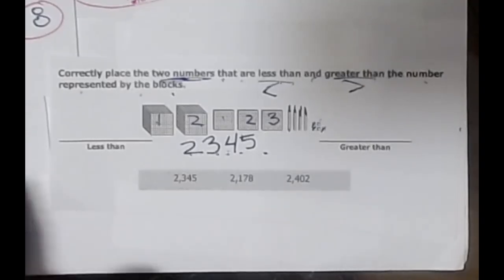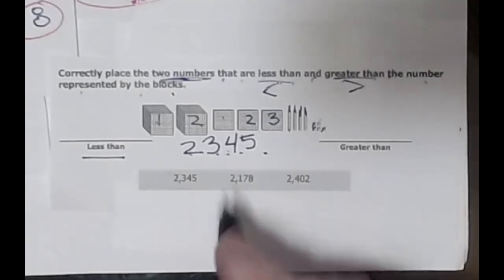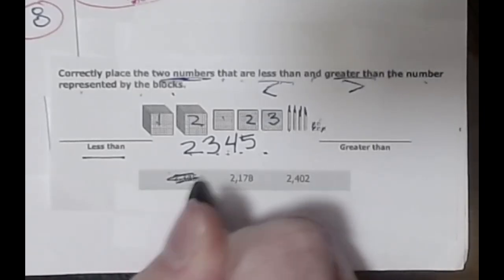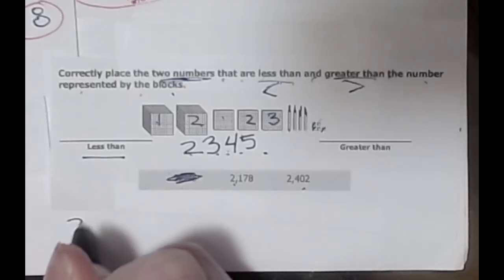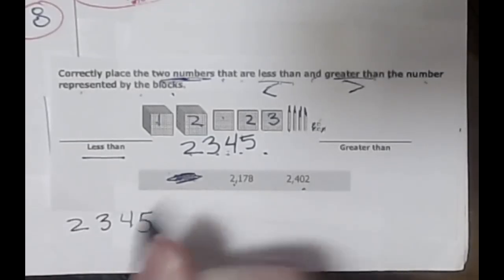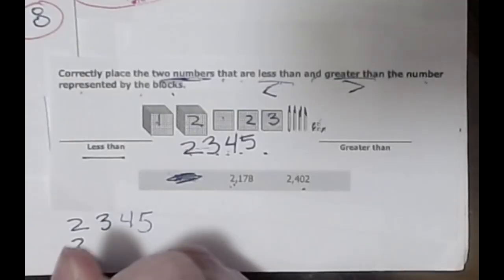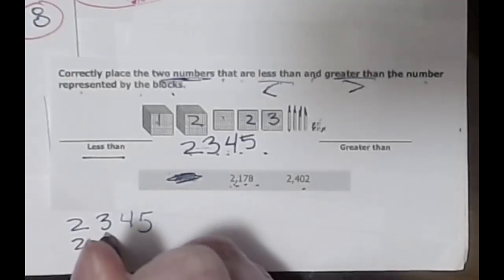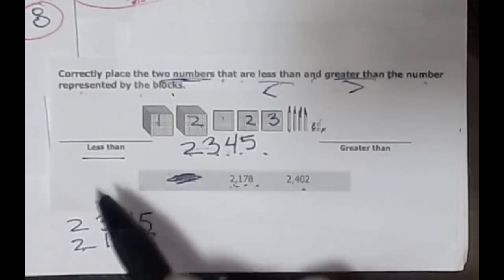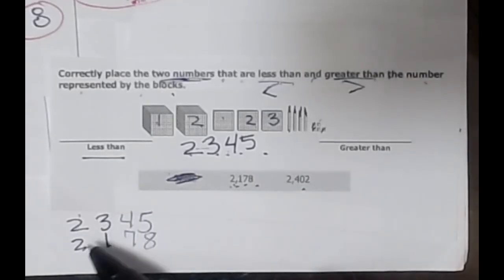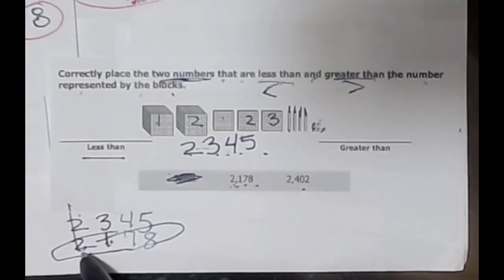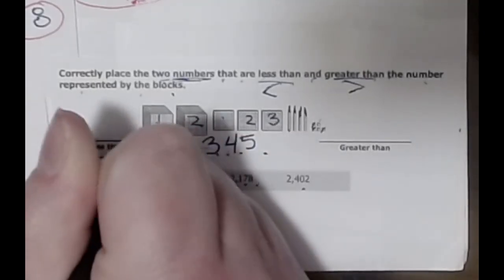So if we know that this number being represented is 2,345, I need to figure out which one is less than. So what I'm going to do is I'm going to stack them. I already used that number, so I don't need it. So I'm left with 2. 2,345 is this number. I'm going to put 2,178. Starting at that thousands place, 2 and 2, same or different? They're the same. Hundreds place, 3 and 1, same or different? They're different. All right, well, which one's less? Ooh, there's 1. So this number, the 2,178, would go here.